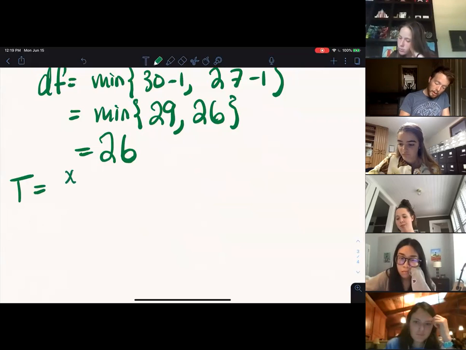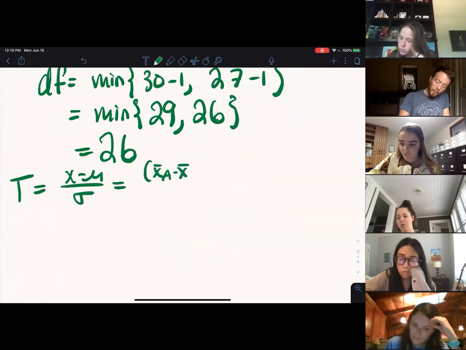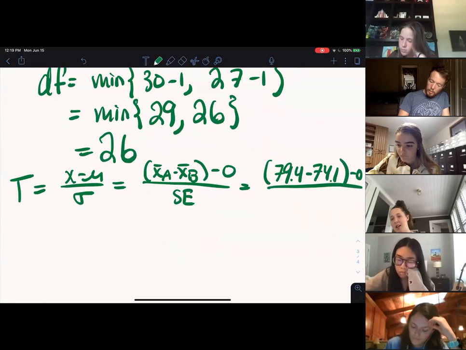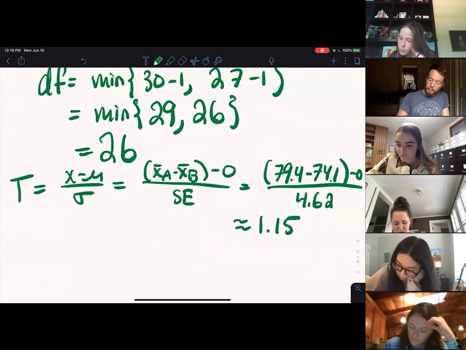So t is x minus mu over sigma, which here is x bar A minus x bar B minus 0, our null value, divided by that standard error, which is going to be 79.4 minus 74.1 if you look back at our table, over 2, which is approximately 1.15.